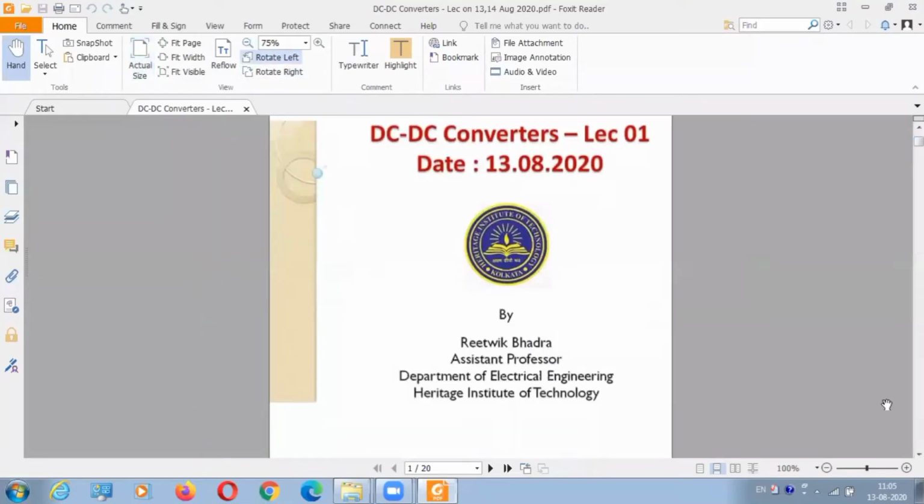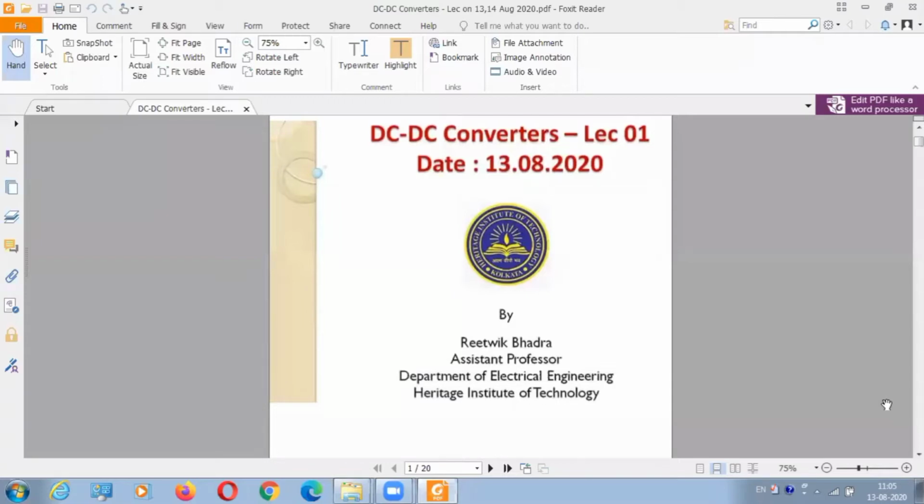Today we'll start our module 3. We understood how power electronics is distributed into so many circuits and how power conversions are done. So today we'll start directly with module 3, DC to DC converters. According to its name, it will convert DC to DC by stepping up or down the voltage according to our needs.